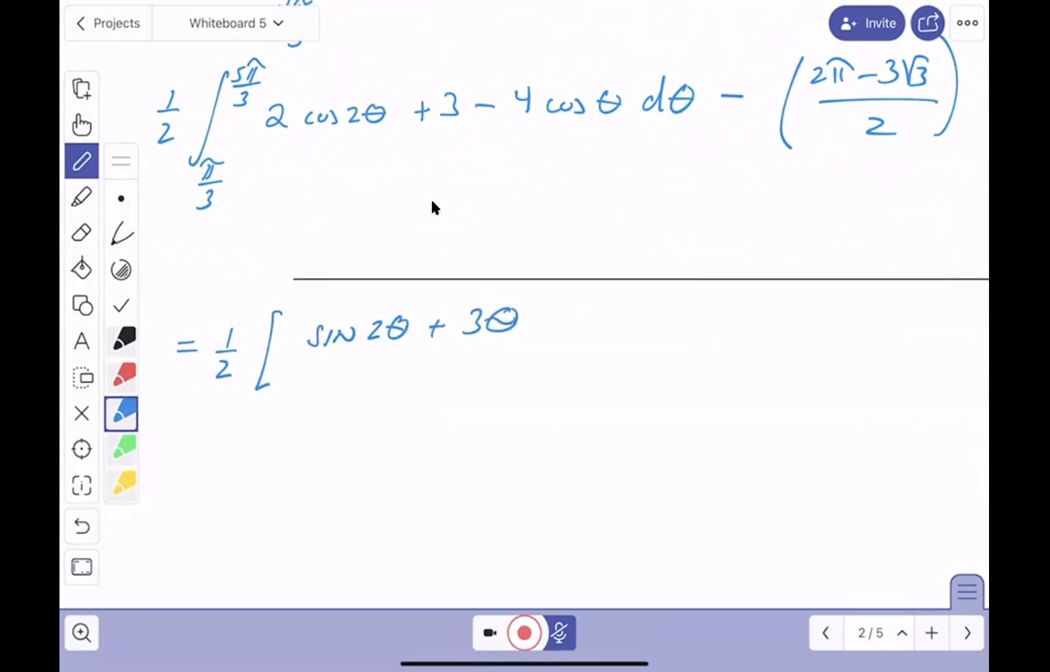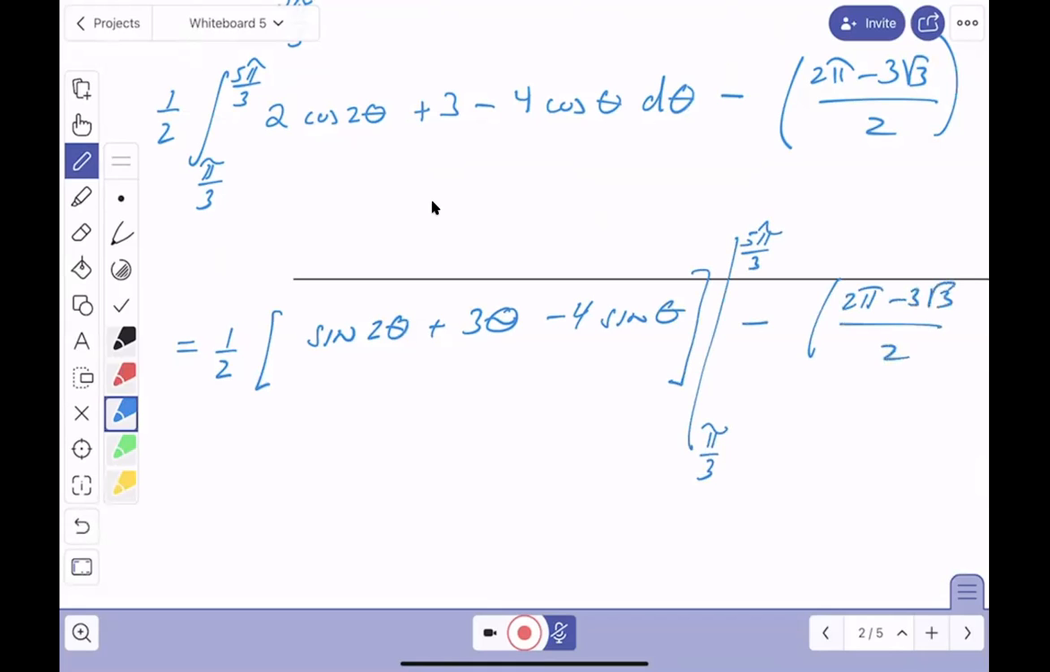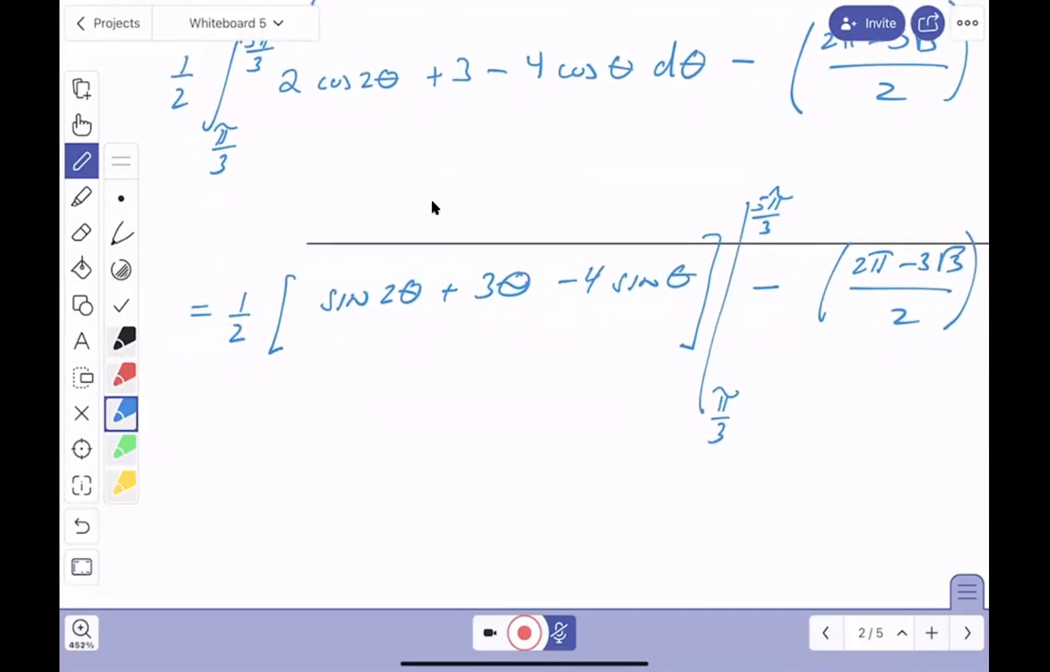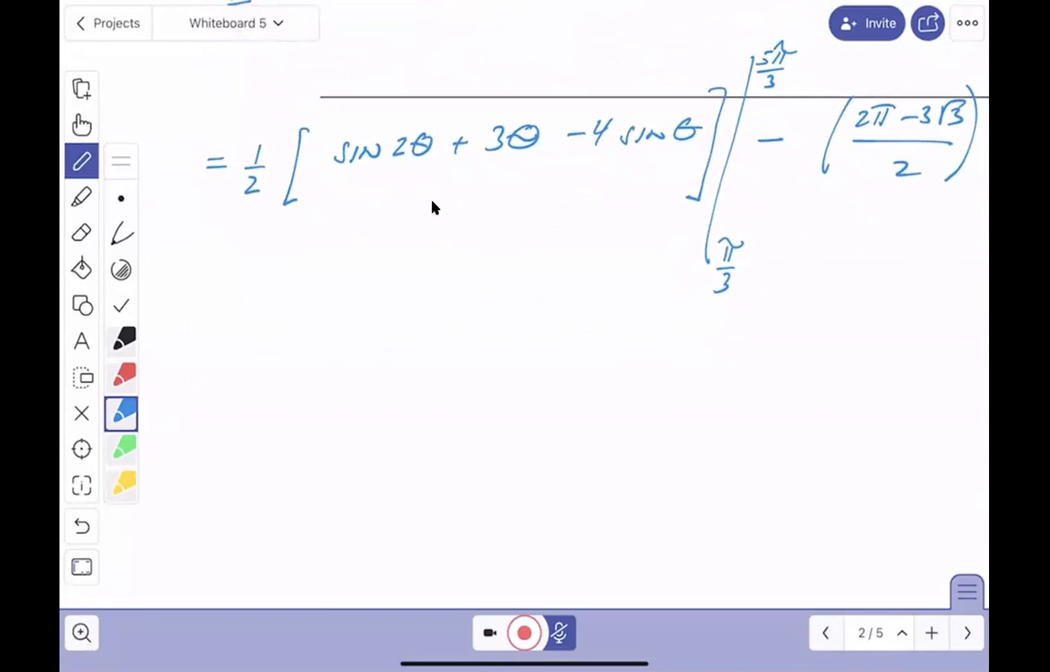I'm going to stop for my advertisement. I do make mistakes all the time. If I make a mistake, I'll fess up to it. Minus 4 sine theta. And that's going to be the limits of integration. We need pi over 3 to 5 pi over 3 minus, let's write this down again, 2 pi minus 3 root 3. I realize people on exams get nervous, even though they might have seen the problem before, and they choke. If you're choking, get off the question, go to something else.